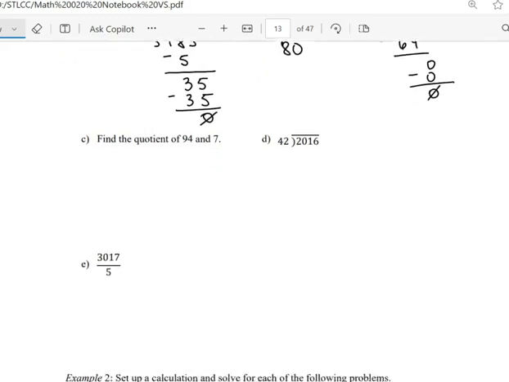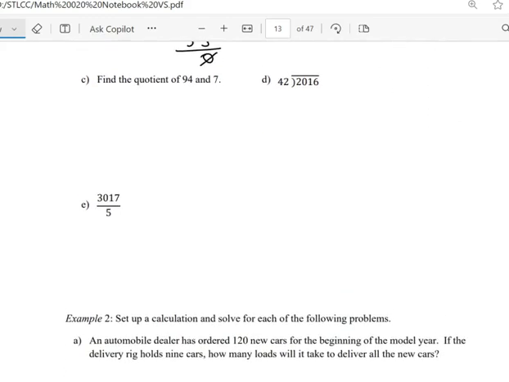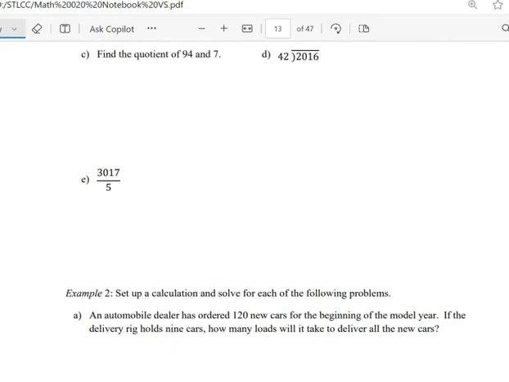So let's move on, keep working. Find the quotient of 94 and 7. We do the same thing. It's a pretty simple problem here. I just wanted to make sure you understand how to write it. So you have the quotient, that means you're dividing 94 and 7. 94 is the first number, and the first number always goes inside the long division symbol.